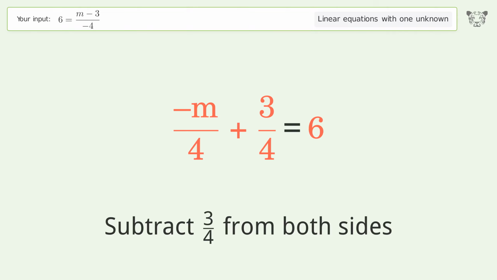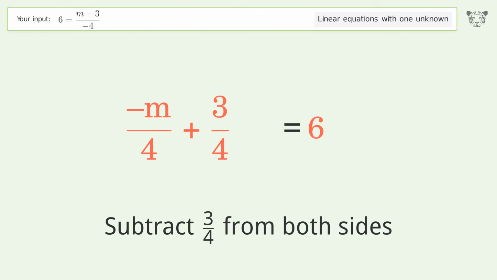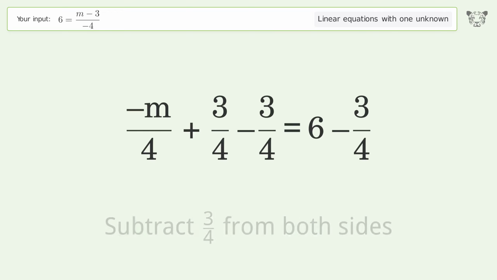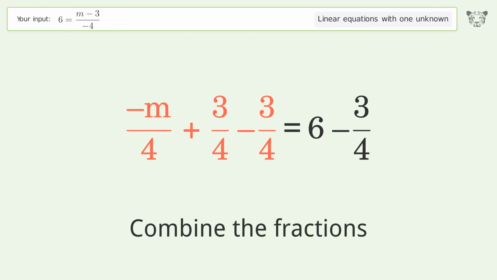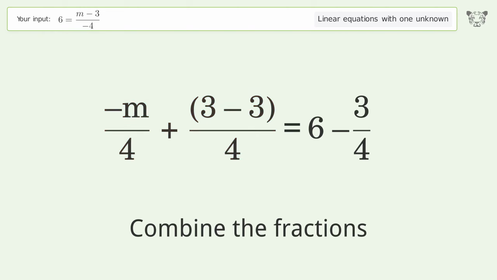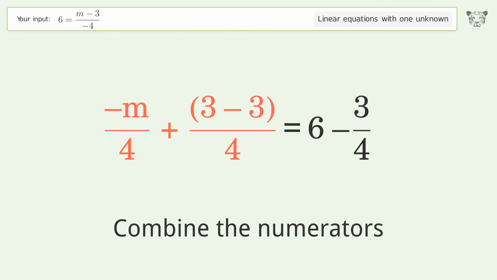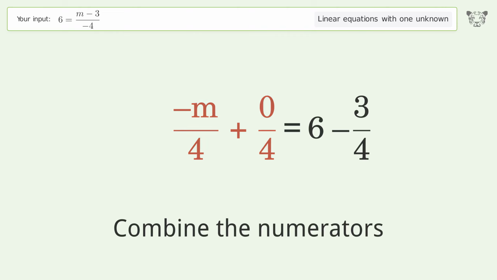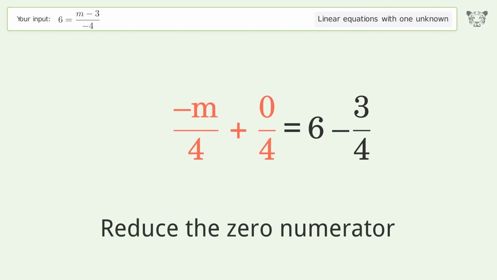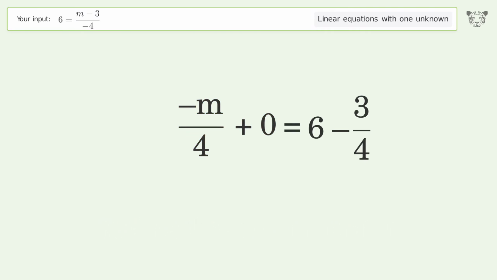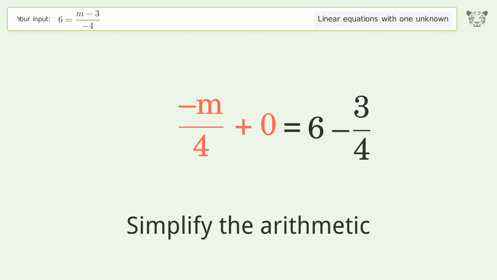Subtract 3/4 from both sides. Combine the fractions. Combine the numerators. Reduce the zero numerator. Simplify the arithmetic.